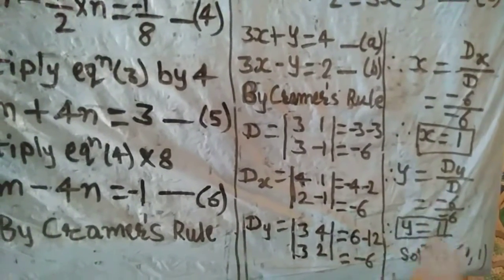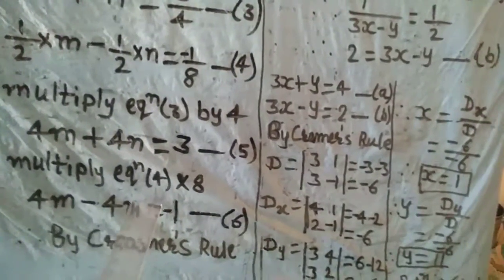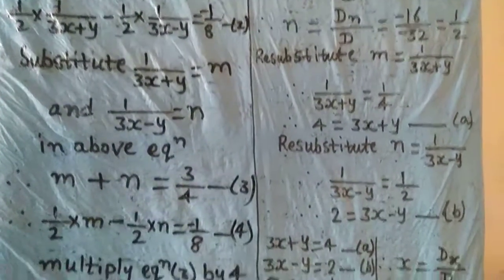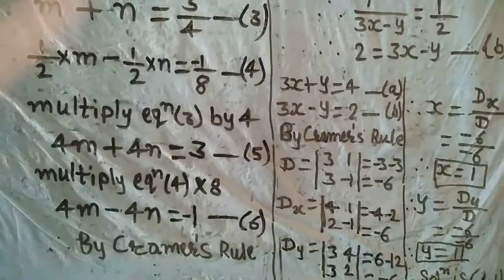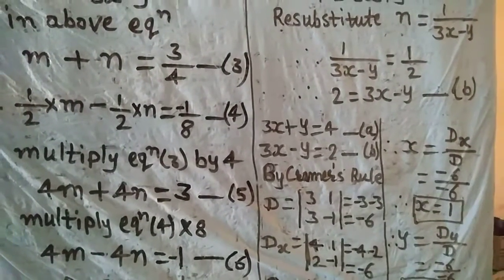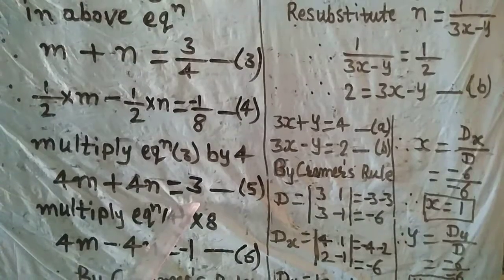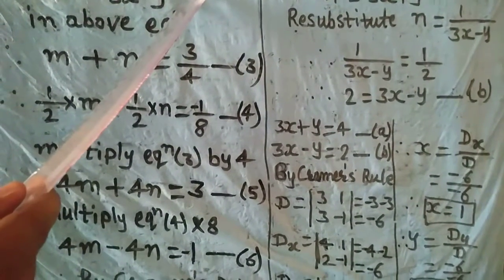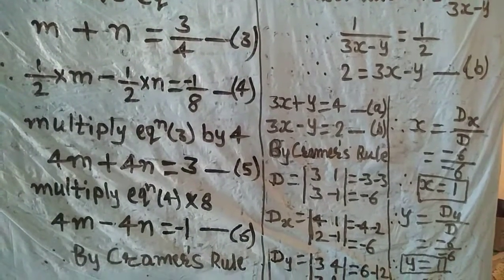So we solved this example by using Cramer's rule, but the process up to the simplest form is the same, that is you have to convert the equation into standard form by substituting variables. That process is the same, but after that we can use Cramer's rule also.